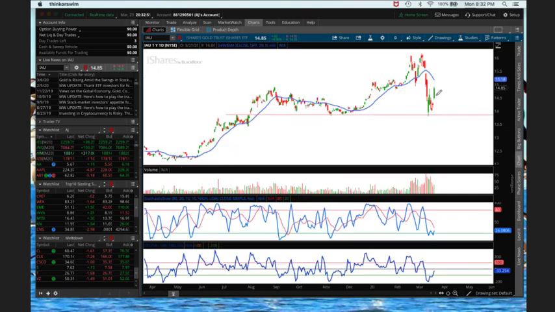I think IAU, which is 1/10 of GLD, you see it trading just under 15. I think it's going to go right back up and test the highs at 16. You see that? All indicators are pointing up down here.